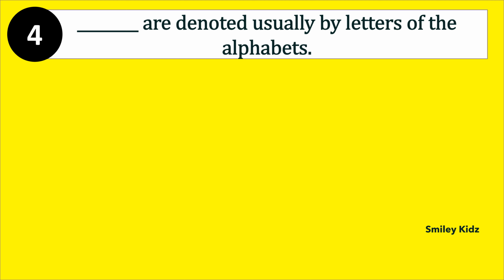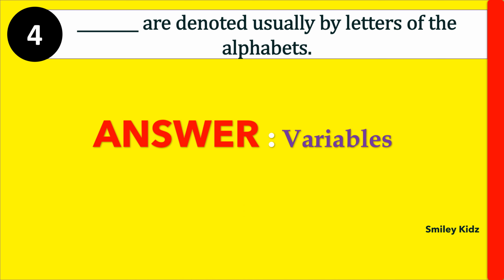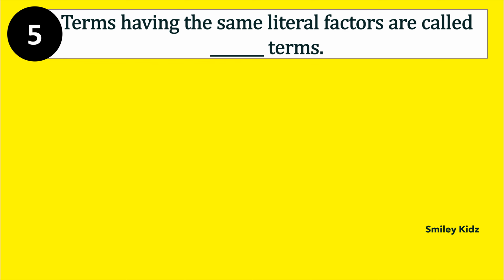Dash are denoted usually by letters of the alphabets. Your time starts now. Your time is up. And the right answer is variables. Variables are denoted usually by letters of the alphabets. Moving to question number 5.